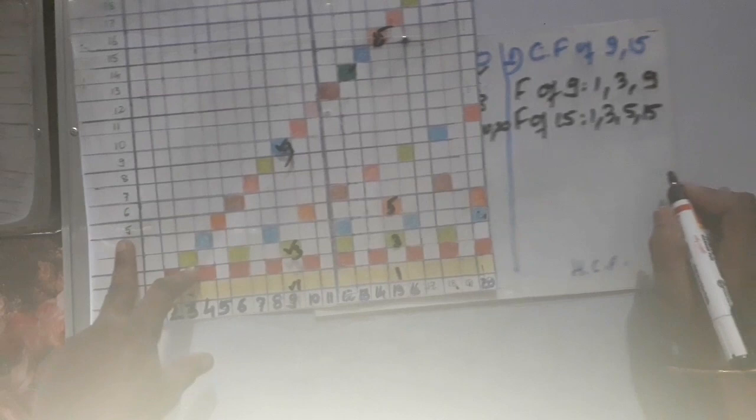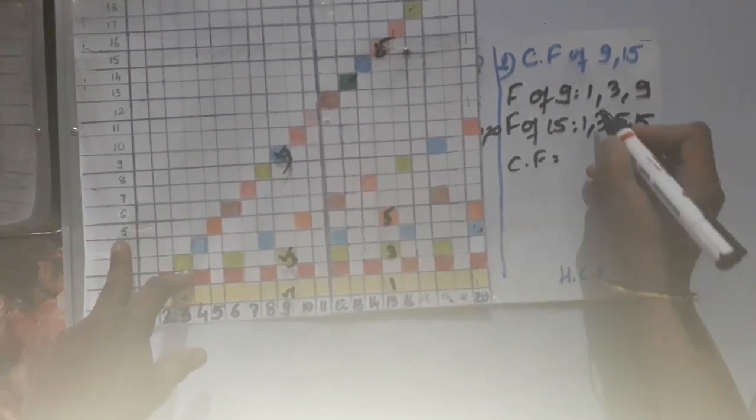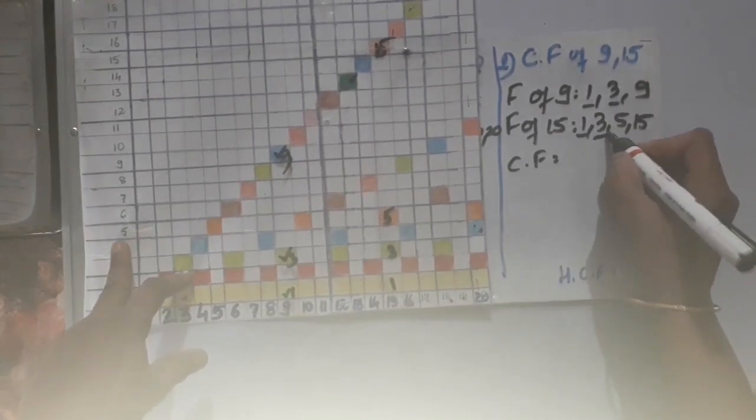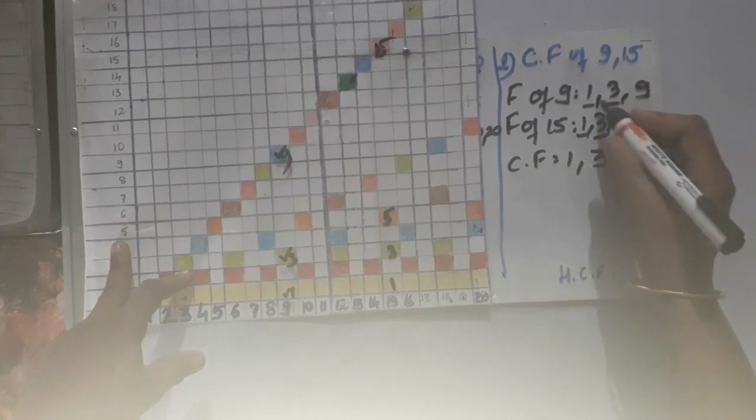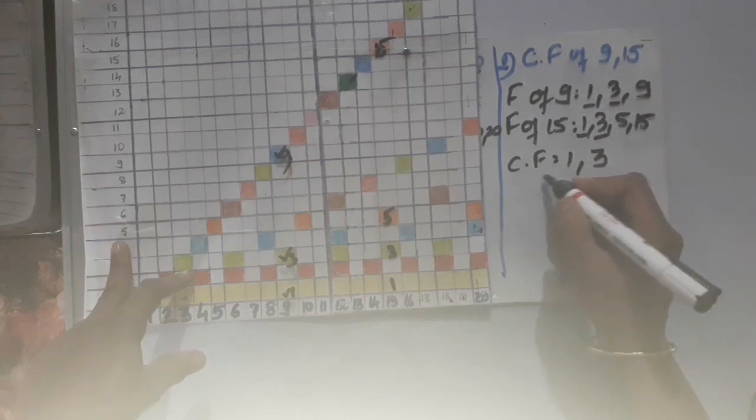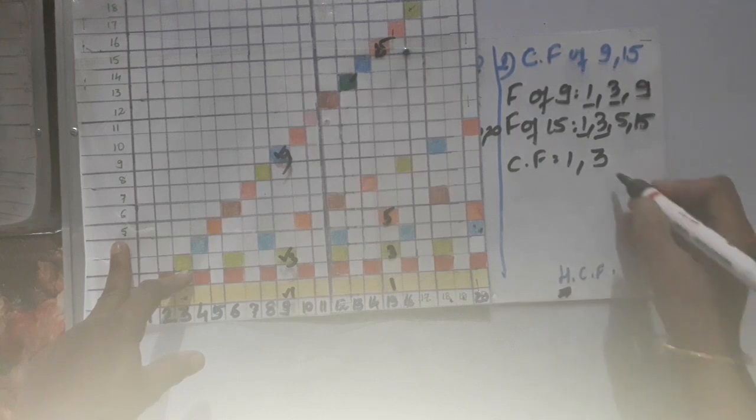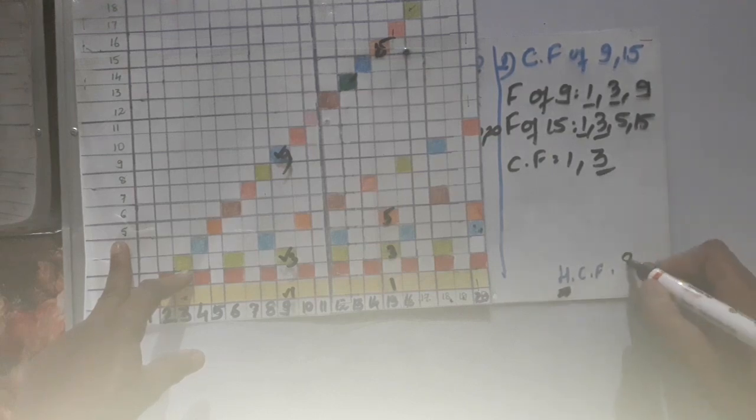Factors of 15. So I will check for 15: 1, then 3, 5 and 15. So I will write here 1, 3, 5 and 15. Now which are the common factors? So 1 is common and 3 is common. So common factors are 1 and 3. And which is the highest common factor? So 3 is the highest common factor.